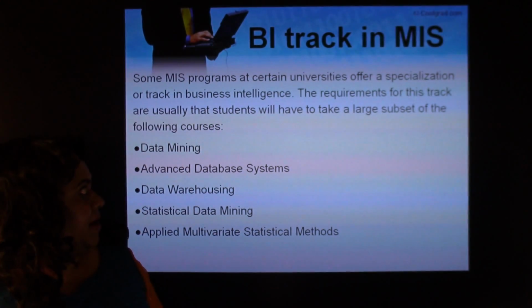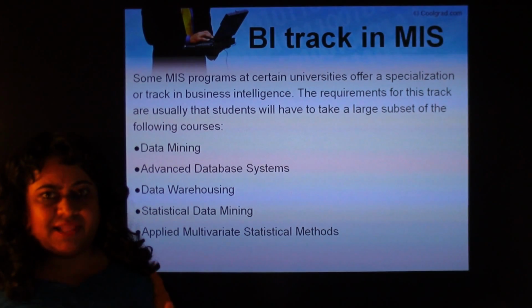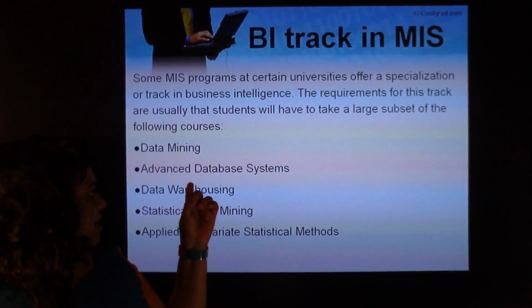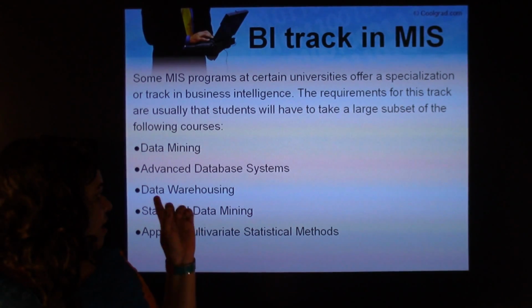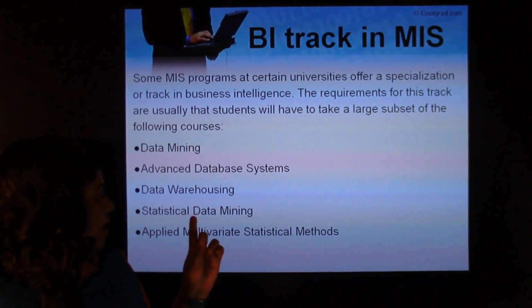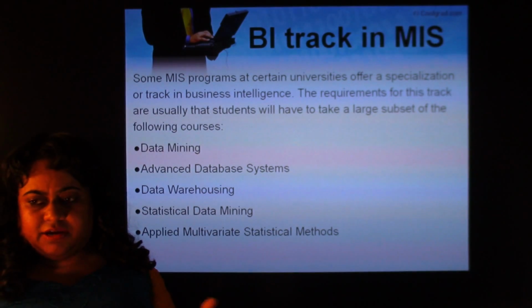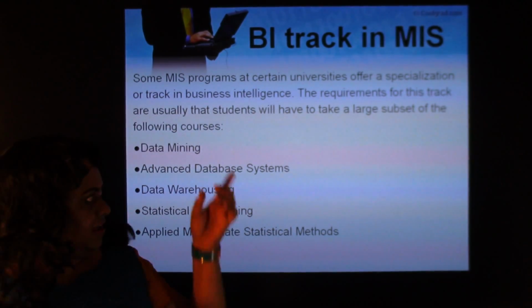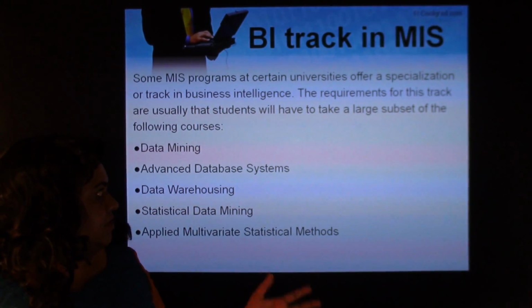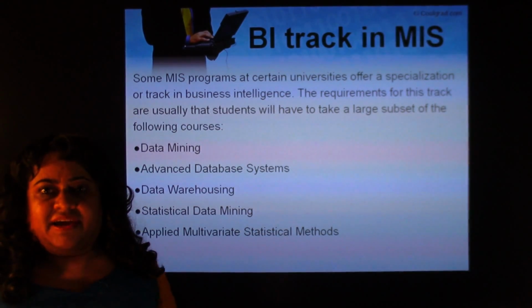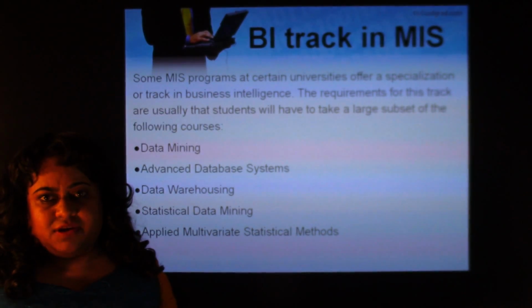So, BI track and MIS. In an MIS program, you can specialize in the business intelligence track by taking a lot of BI courses like data mining, advanced database systems, data warehousing, statistical data mining, applied multivariate statistical methods. So we can learn all these different courses. If you take a subset of these courses, then you'll probably get certified that you did your MIS with a BI concentration, business intelligence major.